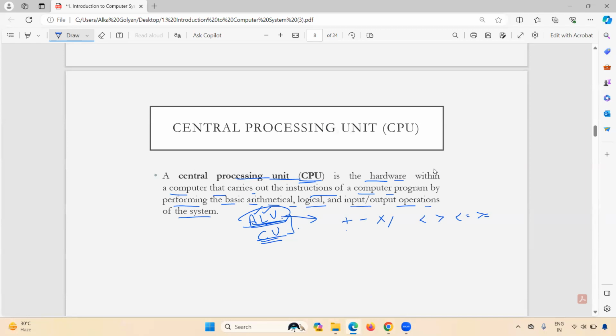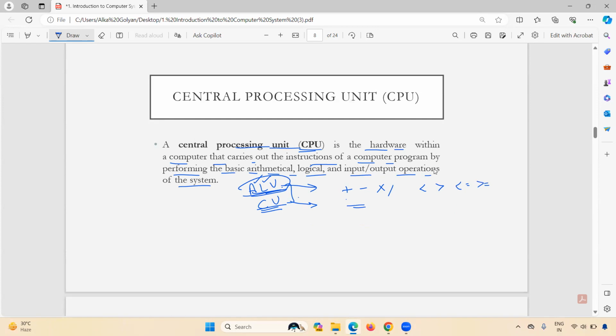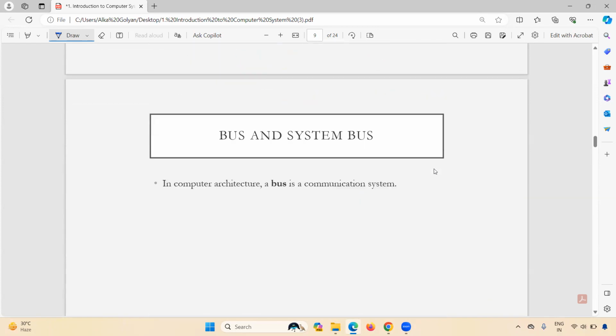And what about the CU? The CU manages and coordinates the operations of all other components of a computer system. It also tells the computer memory, the arithmetic and logical unit, and the input and output devices how to respond to the instructions that have been sent to the processor. So the main function of the CU is this.